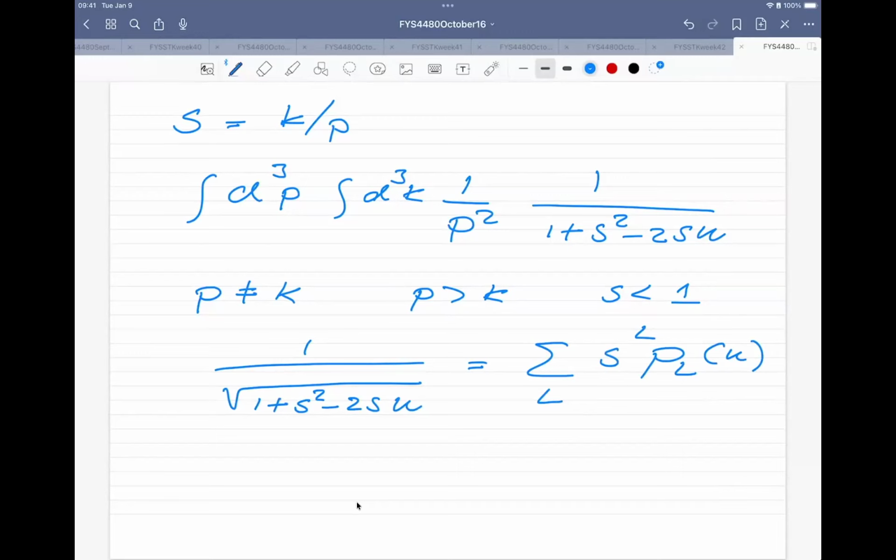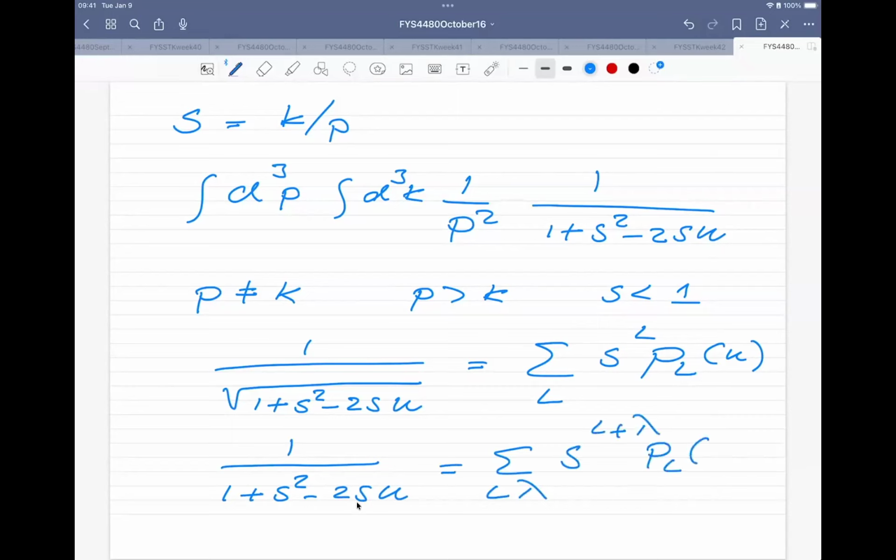So that means that if I square it, I simply need to square the right-hand side. So if I square this equation here, this is minus 2s of u, that simply becomes a double sum. And then I put this as a lambda, and then I have s to the power of L plus lambda, and then I will have P L with argument u, and P lambda with argument u.